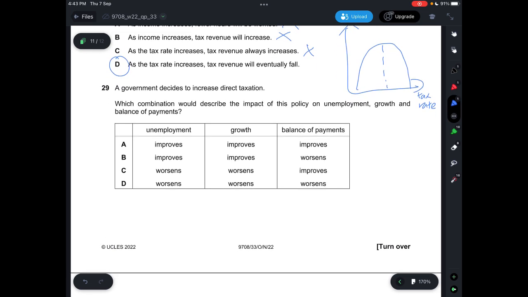Question 29, the government decides to increase direct taxation, and which combination would describe the impact of this policy on unemployment, growth and balance of payments? So unemployment would then worsen, right? It would worsen. So A and B are wrong. And then growth would worsen, and balance of payments would actually improve. Because when balance of payments improves, that means there'll be less outflow of money, and in this case, direct taxation would result in a decrease in the outflow of money.